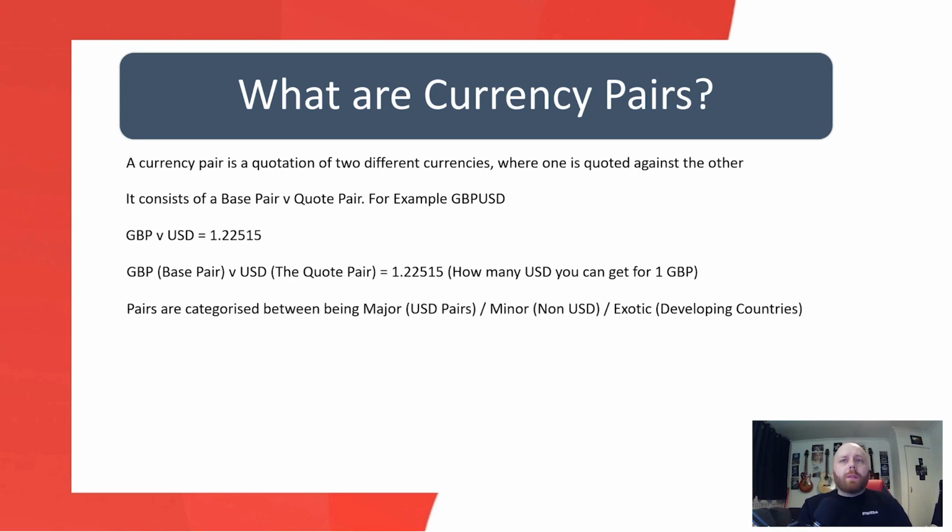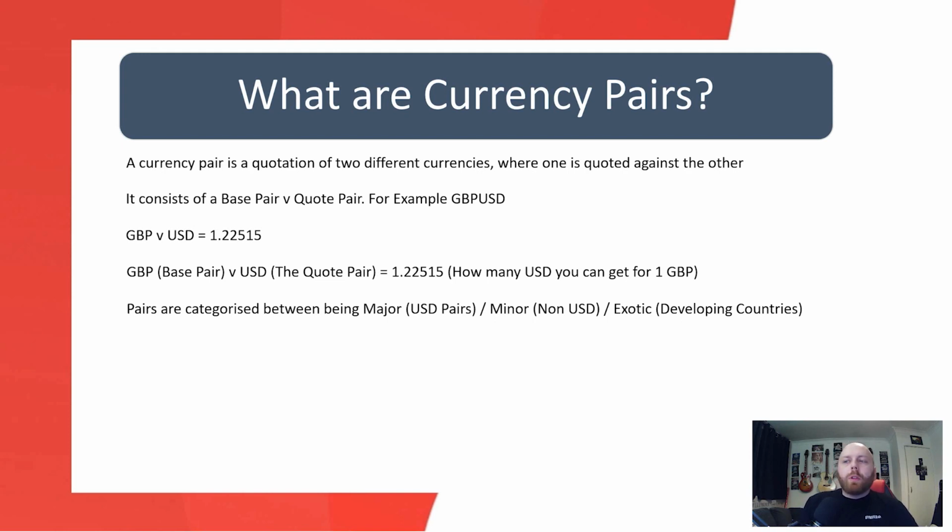You need to understand there are different categories in the pairs. I don't really use the names major, minor, exotic pairs, and not many people do that much, but I just want you to understand that anything that's quoted with a USD pair is classed as a major pair. Anything with non-USD is going to be a minor pair, and you also get exotic pairs, which are like developing countries.